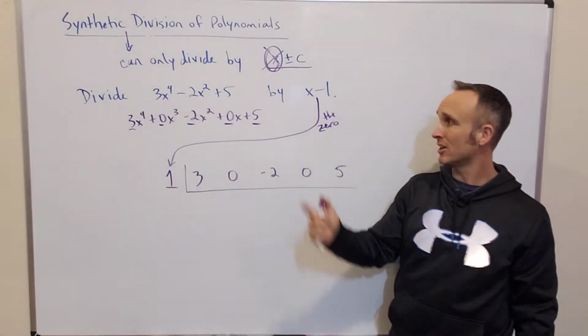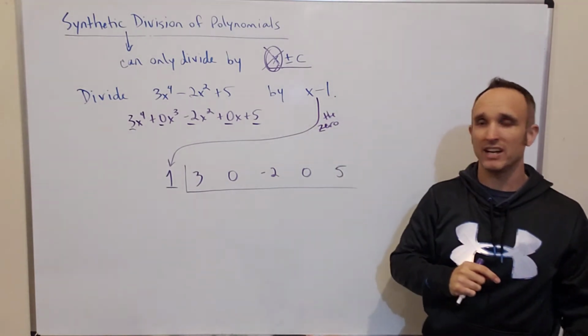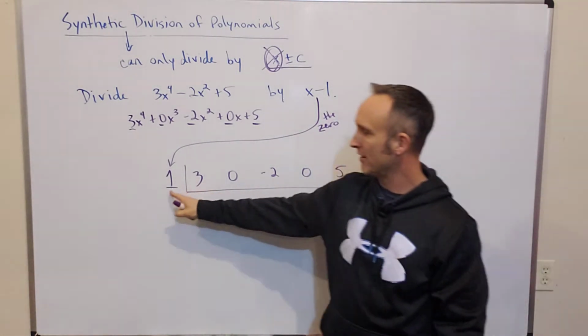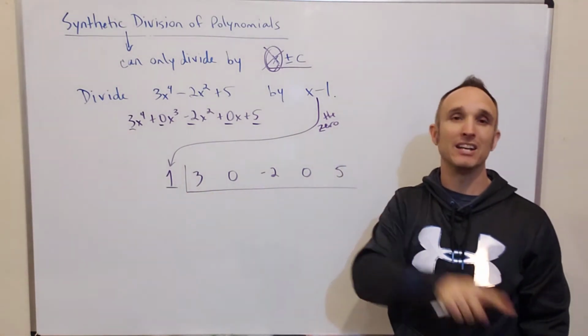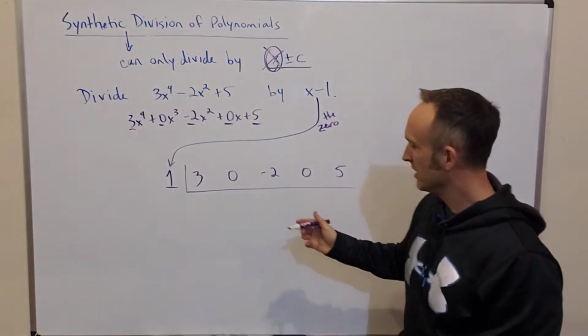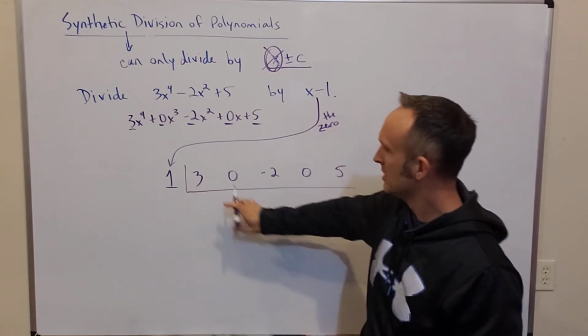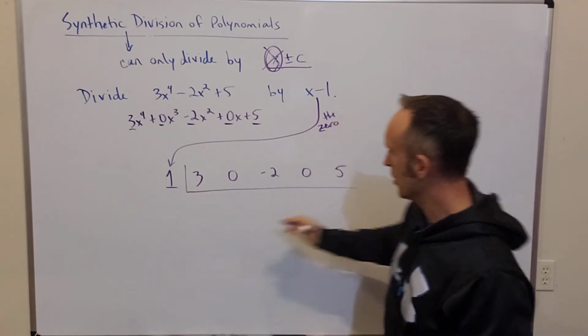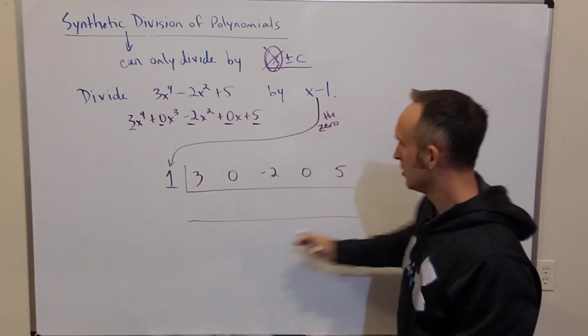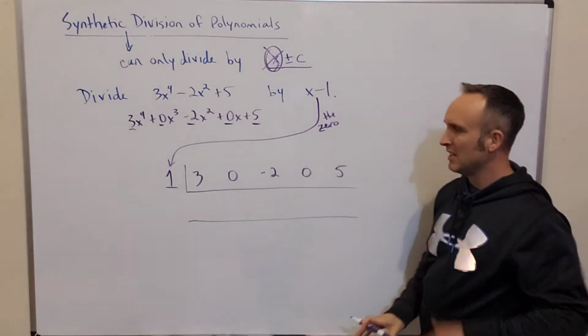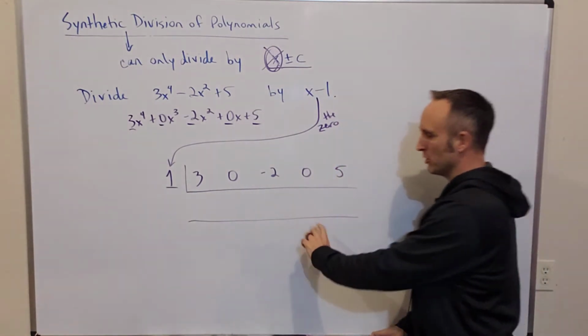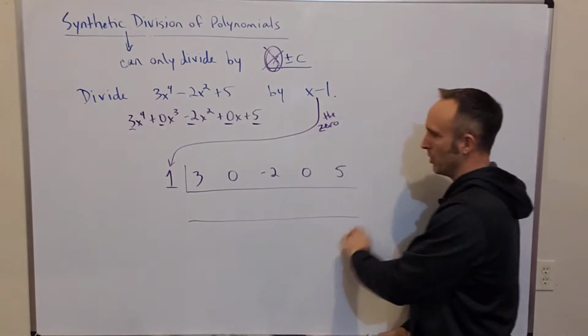Okay? And it happens to always be the opposite sign of what you're dividing by. So if you see a 1 out here, that means you're dividing by x minus 1, okay? All right, now, beneath the division bar, you're working down now. You're going to have one empty row, then you'll have a horizontal line with another empty row. The answer to this problem is going to be the numbers that you get on the bottom row.